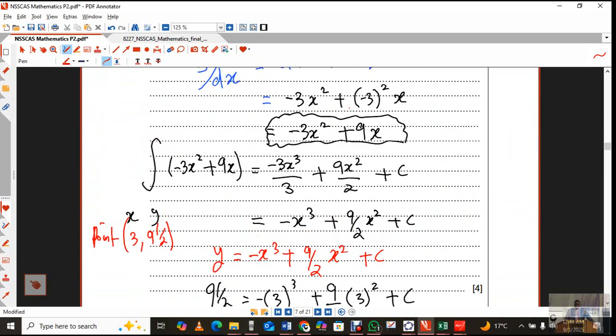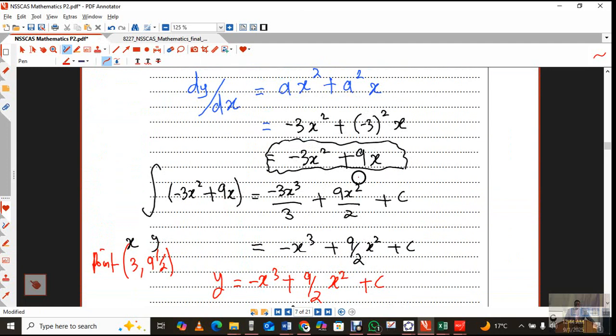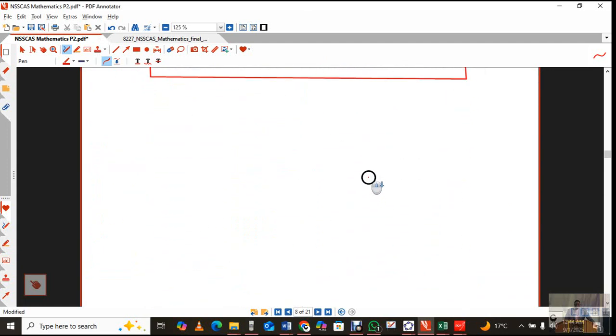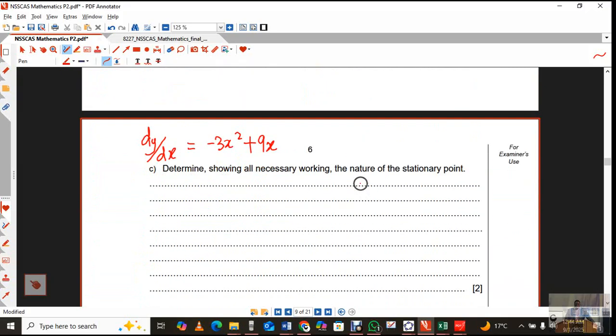That's why you see I have actually put that in that little cloud there, because I knew I would have to come and use it. So the second derivative, we're going to derive that again. The d square y over dx square, that is just notation, it's going to be minus 6x, take 1 away from the power, plus 9. So that is the second derivative.